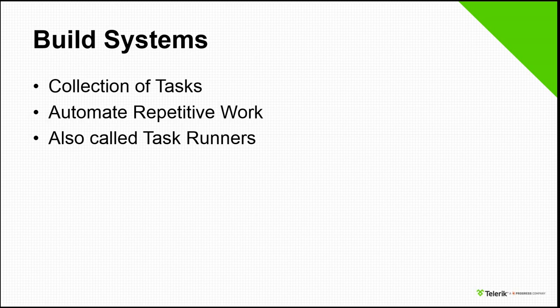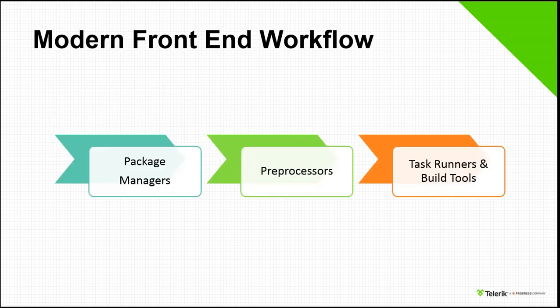But this repetitive work needs to be automated. You should not be doing it. The moment you make a change, let somebody go do this for you. So that somebody is the build system. That somebody is the task runner, right? So these are also called task runners. So what are the things that make up the modern front end workflow?